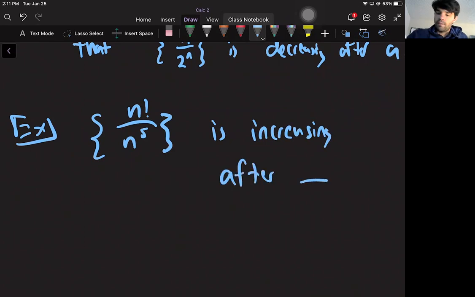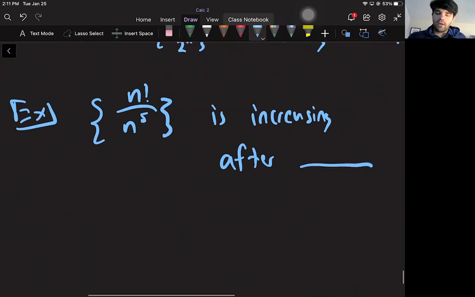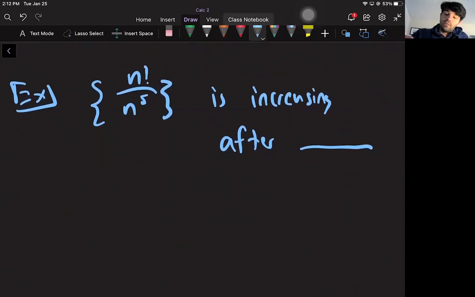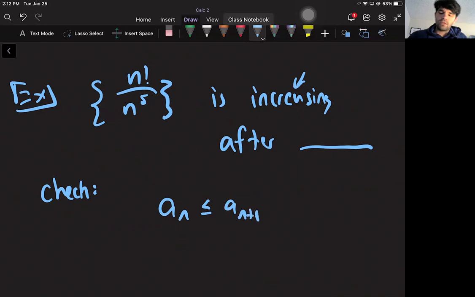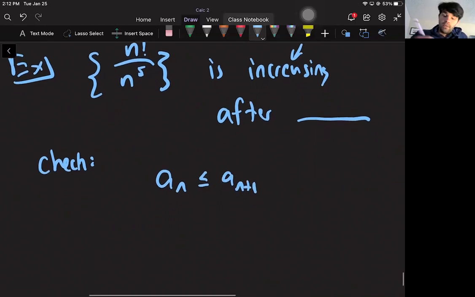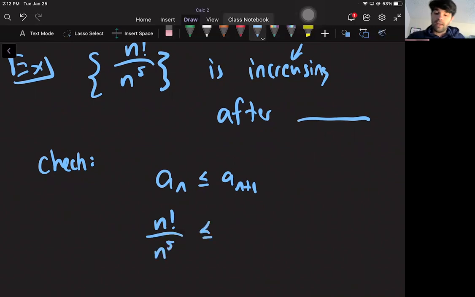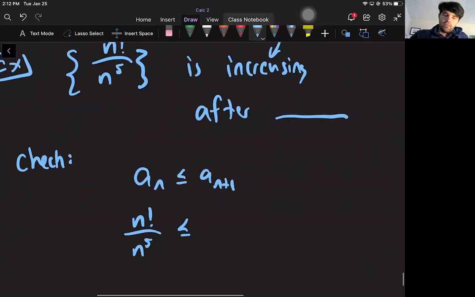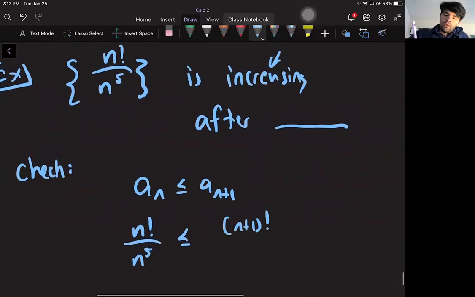After, I'll just leave it blank and we'll just see if we figure it out. Okay, so it is supposed to be increasing. So now I got to check if a_n is less than the next one, because the next one is supposed to get bigger. So I want to check this way. So what do I do here? On the left is just a_n, so I just keep the nth term exactly the same. And on the right, I need to replace n with n plus 1. So I'll get that and that.